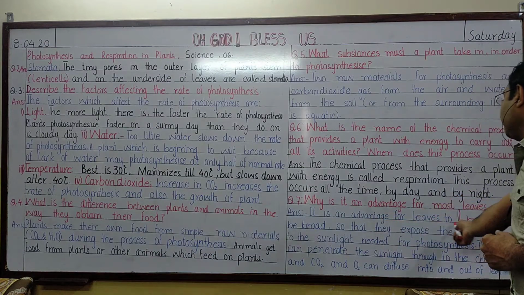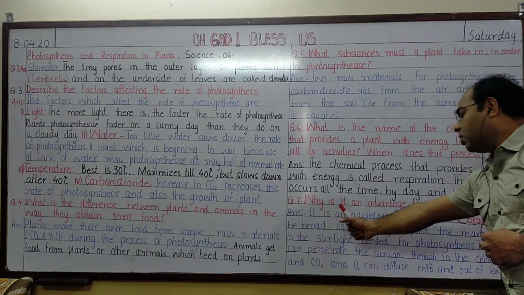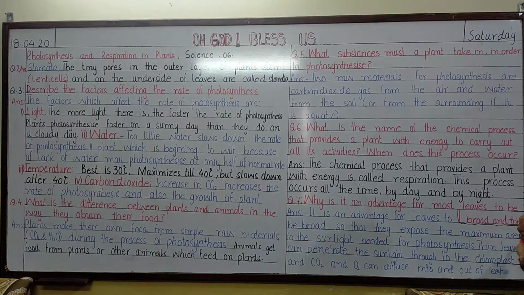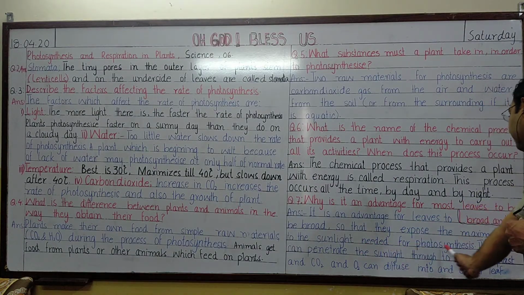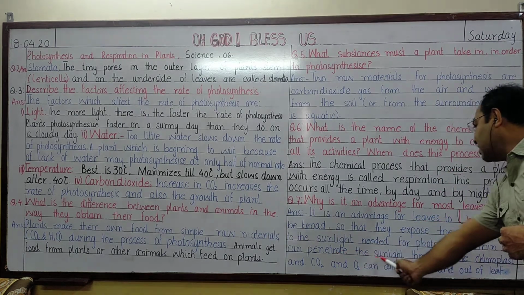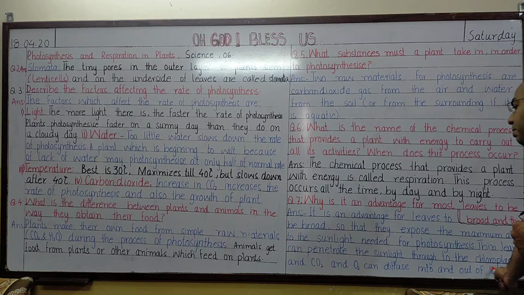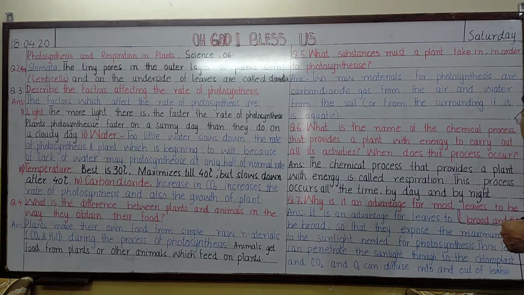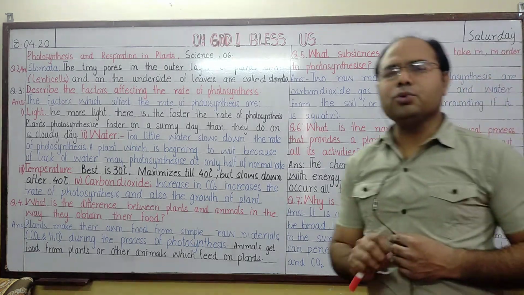It is an advantage for the leaves to be broad. Firstly, broad means big in size, so that they expose the maximum area to the sunlight needed for photosynthesis. That's the point I was making. Thin leaves allow sunlight to penetrate through to the chloroplasts, and carbon dioxide and oxygen can diffuse into and out of the leaves. Two advantages.